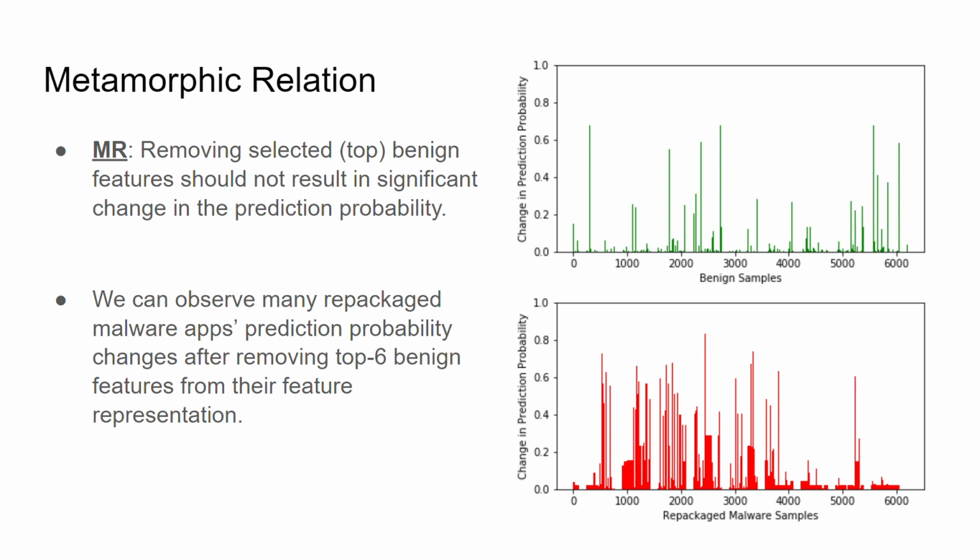We use a metamorphic relation in this work, and that is: removing selected top benign features should not result in a significant change in the prediction probability. You can see on the right hand side there are two plots. On the top we have the benign samples and the change in probability. On the bottom we have repackaged malware samples and the prediction probability change. The graphs are plotted after removing the top 6 benign features from their feature representation, and you can see that the change in the prediction probability for repackaged malware is significantly more as compared to the benign counterparts.